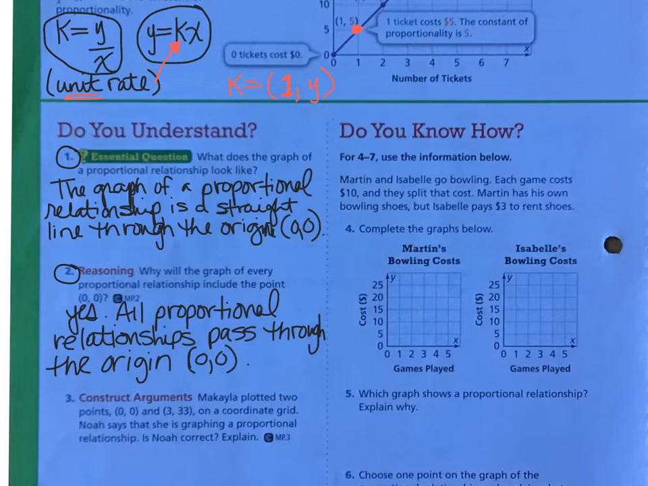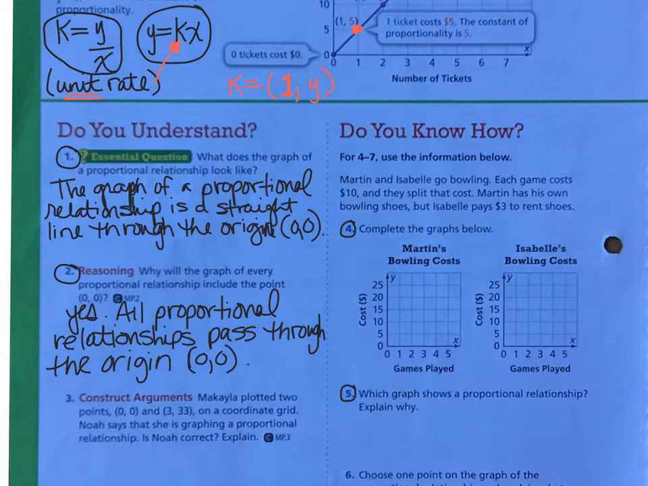Take a look at the answers for questions 1 and 2. What does the graph of a proportional relationship look like? This was your essential question. Well, the graph of a proportional relationship is a straight line that goes through the origin, or point (0, 0). If those two conditions are met, then that graph is a proportional relationship. Number 2, why will the graph of every proportional relationship include the point (0, 0)? The answer is all proportional relationships pass through that origin, because what that means is that when one number is 0, the other number also has to be 0.